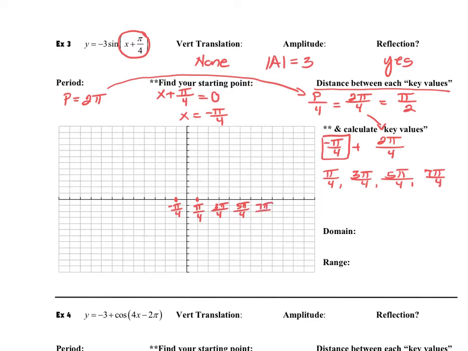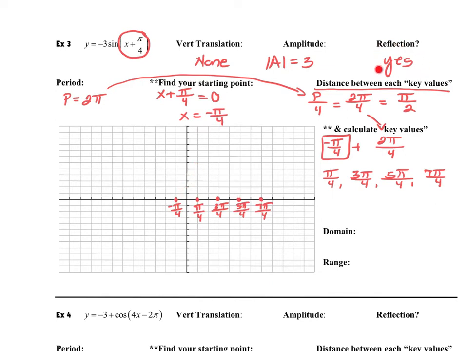And my 7 pi over 4. So I had my initial value plus 4 more. Now, to do the graph itself, I'm going to think about how my normal sine graph is shaped. There's no vertical translation, so normally sine would start on the center line and then would go up.